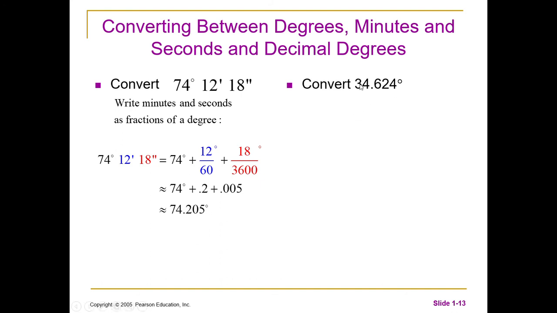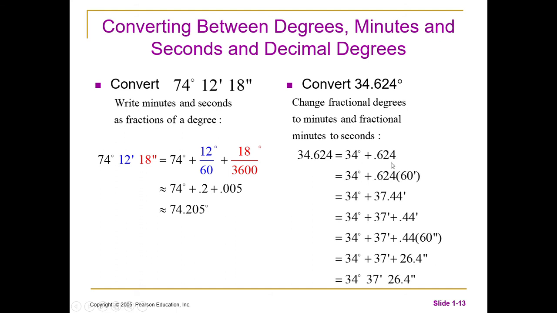34.624. Kanina, naka degrees, minutes, and seconds, kinonvert natin sa degrees. Ito naman, naka-degrees, convert natin sa ganito. Check natin, ha? Yung .624, di ba yan? Pag chinek natin yan, 60. Para makuha natin, makukuha ulit natin ganyan.